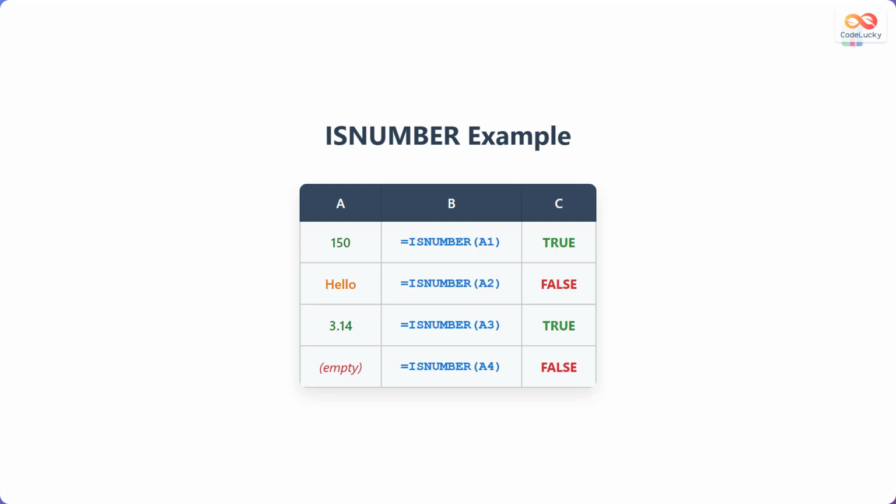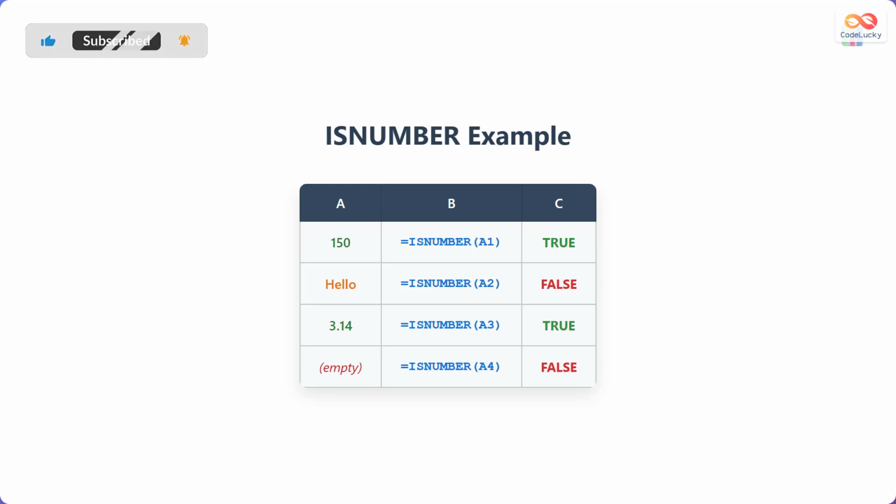Here are some examples of the ISNUMBER function. In the first row, cell A1 contains the number 150. The formula in cell B1, =ISNUMBER(A1), returns true because cell A1 contains a number.